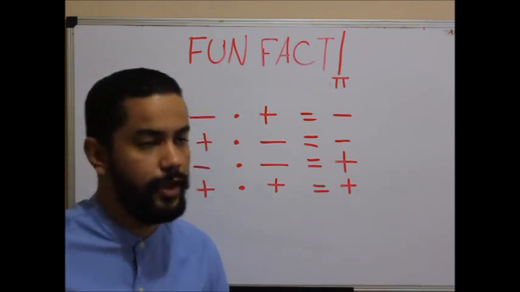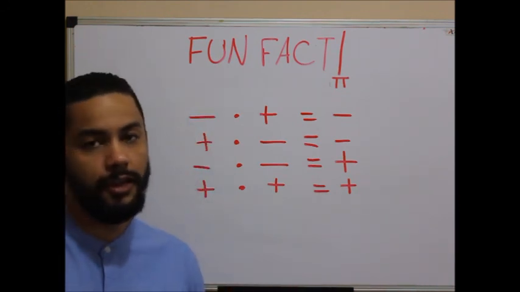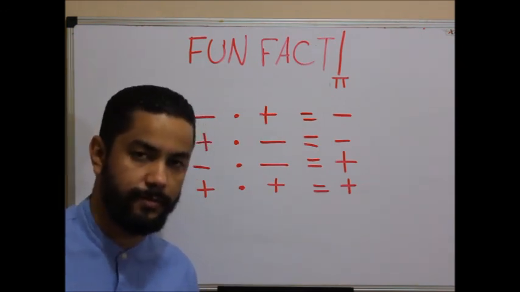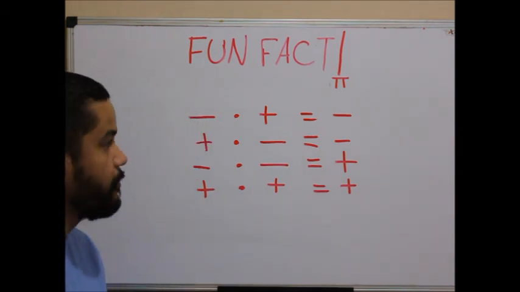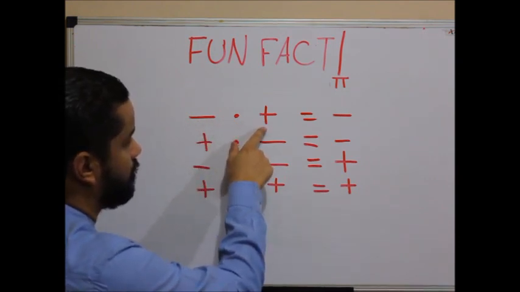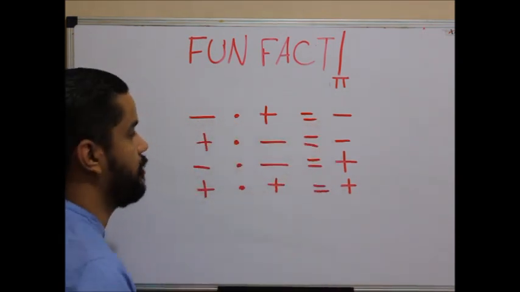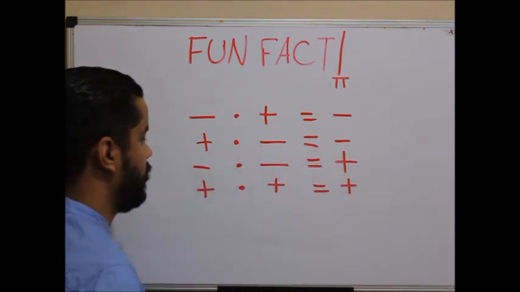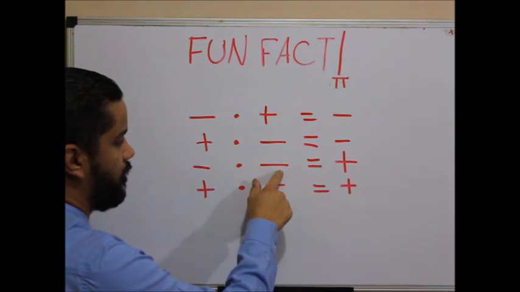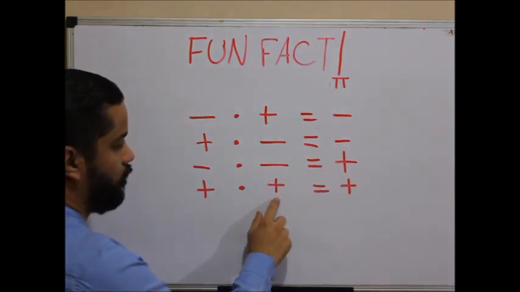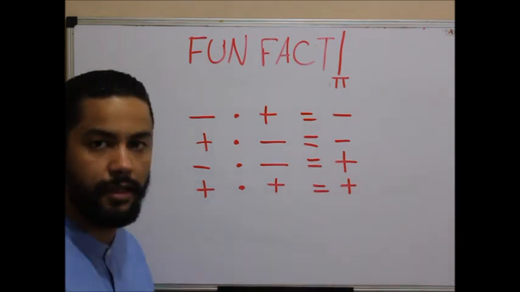So in this way we can remember the rules of multiplication. Again, the enemy of your friend will be your enemy. The friend of your enemy will be your enemy. The enemy of your enemy will be your friend, and the friend of your friend will be your friend.